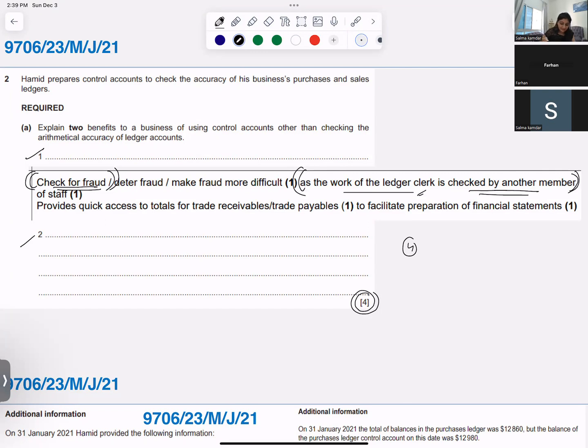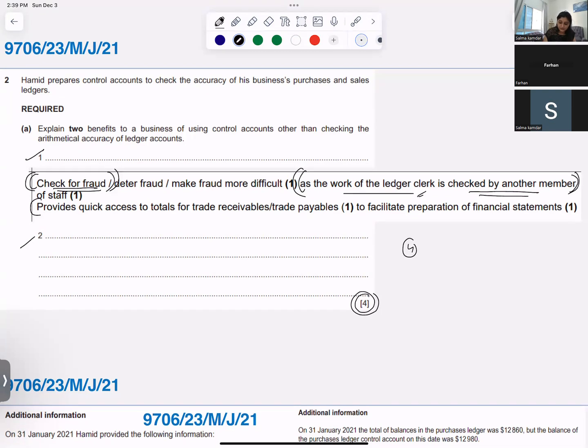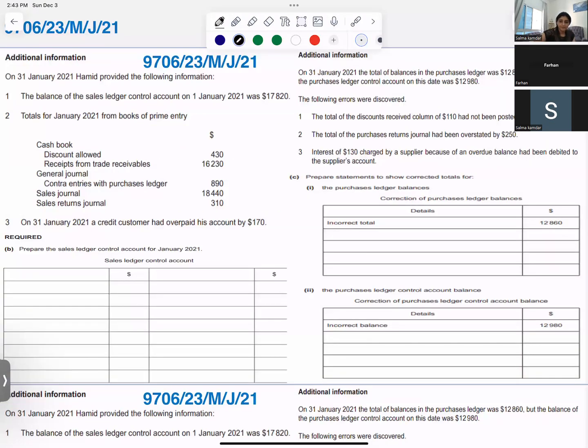Now, second point, come on, tell me. The second point would be it provides quick access to totals for trade receivables and trade payables to facilitate preparation of financial statements. So it gives you the totals of trade receivables and trade payables at one place so that it facilitates preparation of financial statements. Come on, first memorize it, then write it.